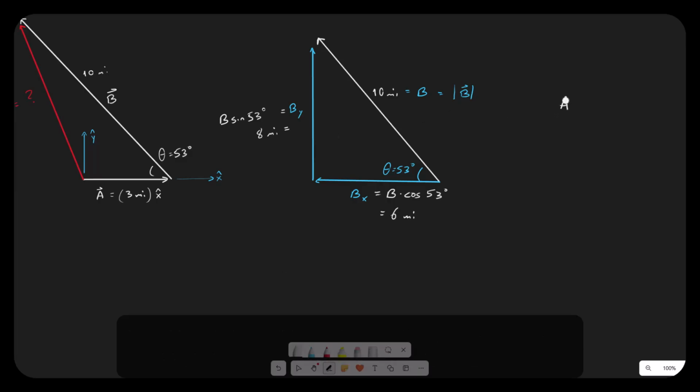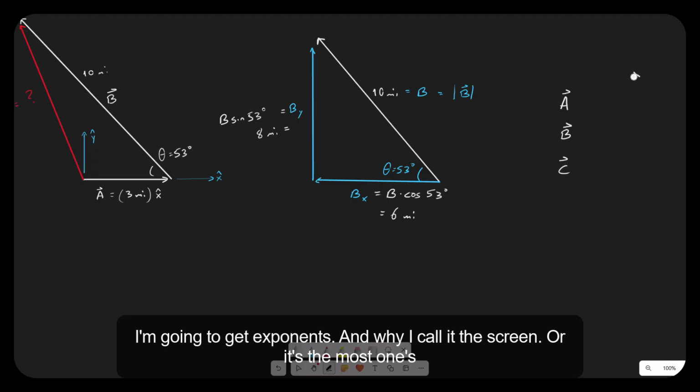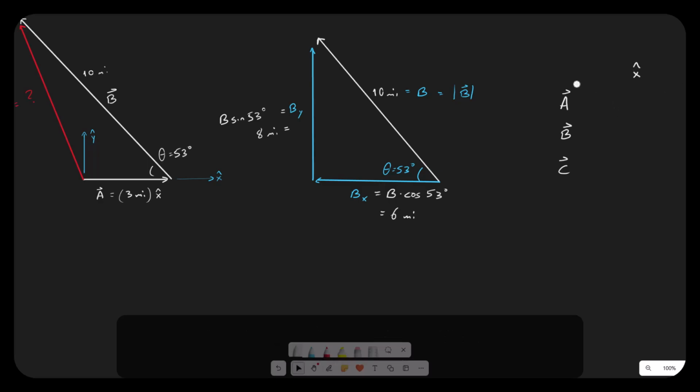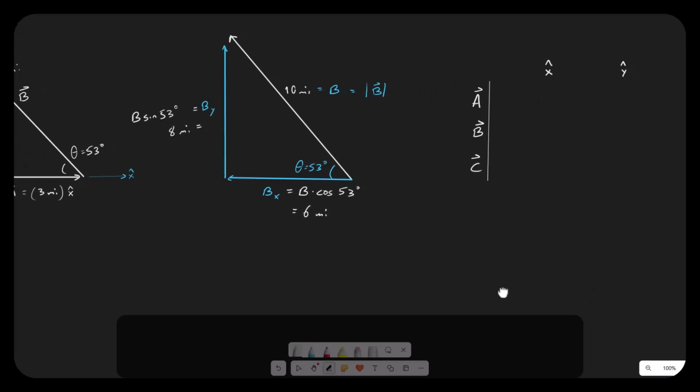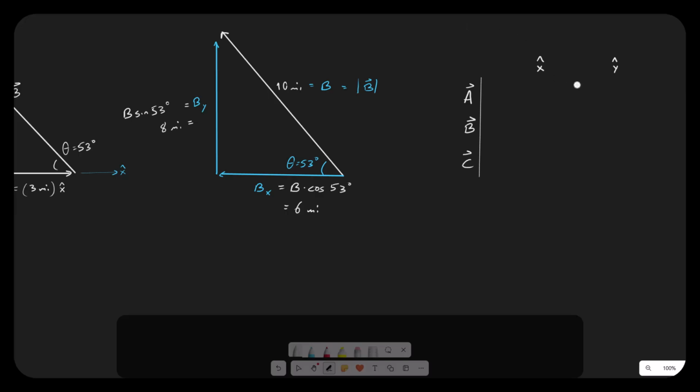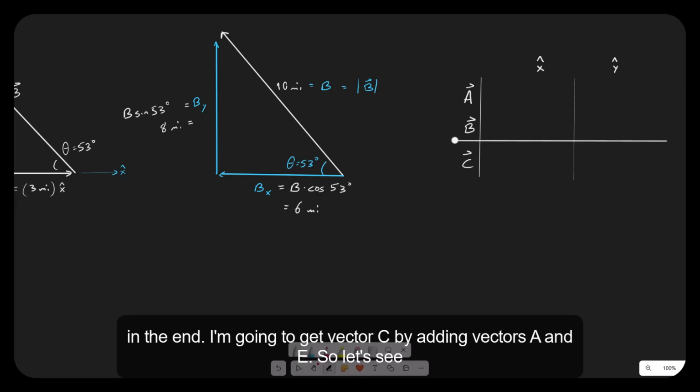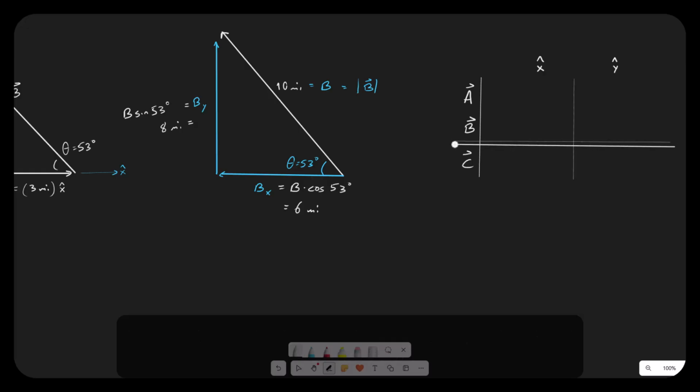So vector A, vector B, vector C. I'm going to look at x components and y components. I'll move the screen over in just a moment. Guess the moment has come. In the end, I'm going to get vector C by adding vectors A and B. So let's see what we've got.